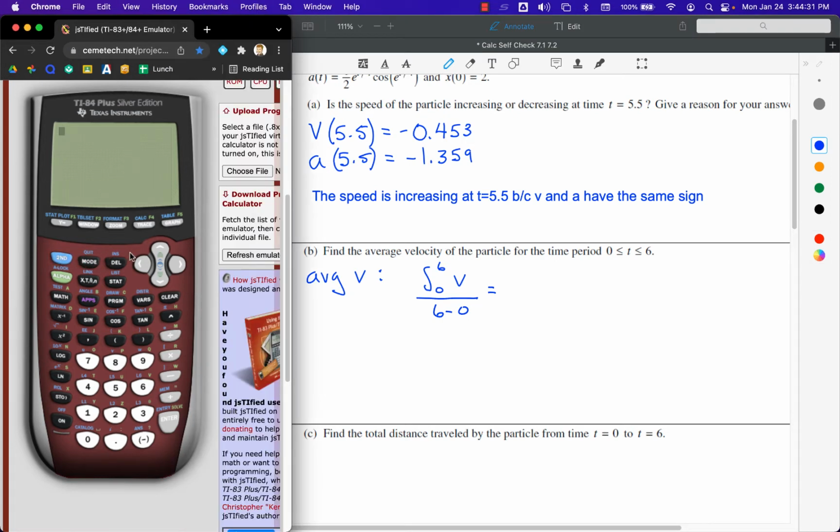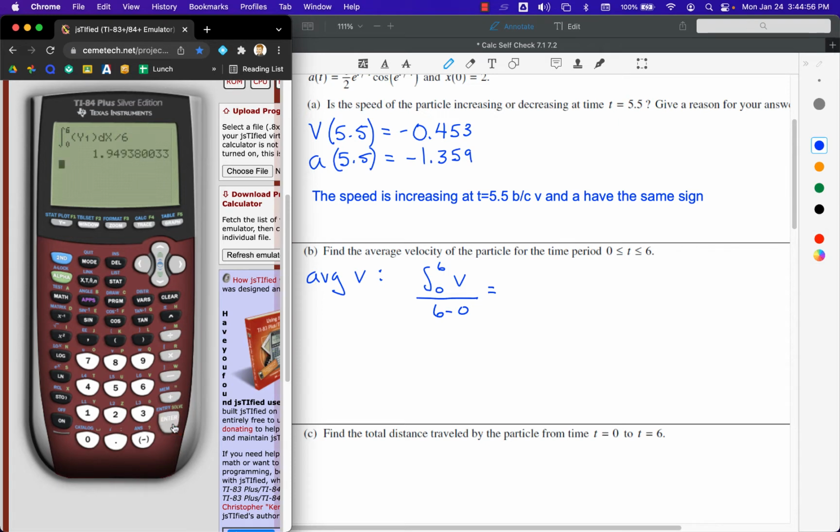So if I quit out of this to go to this screen, I essentially want to type in this integral. So I'm going to go to math 9, and it's going to do the integral between 0 and 6. And I want to do that y1. So vars, right, enter, enter, right, enter, enter. And with respect to x. All right, and then I want to take all of that and divide it by 6.